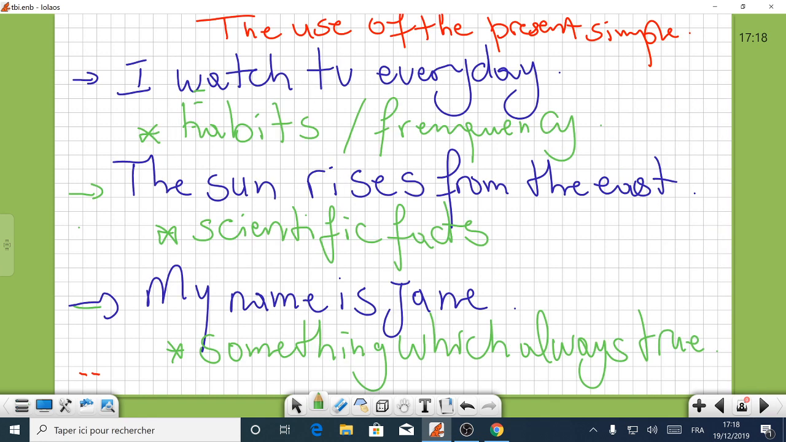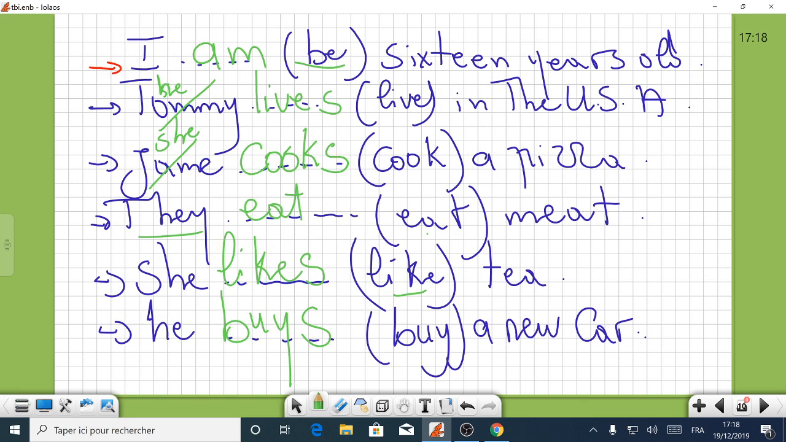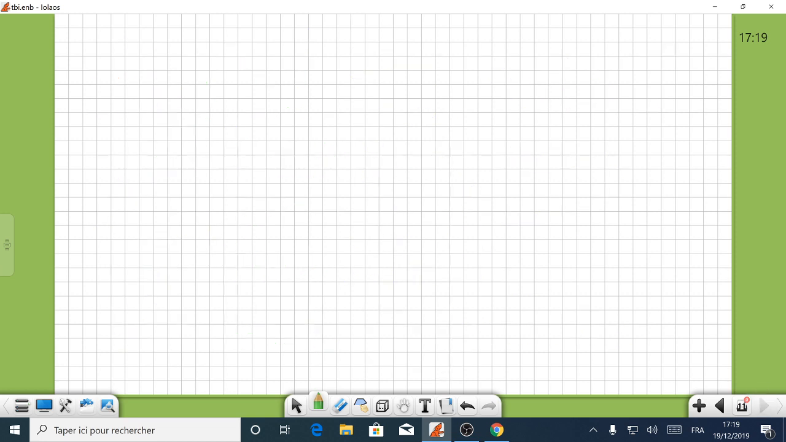And then we go to the next. Why do we use the present simple? When we have habit, scientific fact, and something which is always true. And at the end, we have seen some signal words with which we use the present simple: always, often, sometimes, usually, etc. And here we have an exercise to see how it works with the present simple. And now I want to sum up.